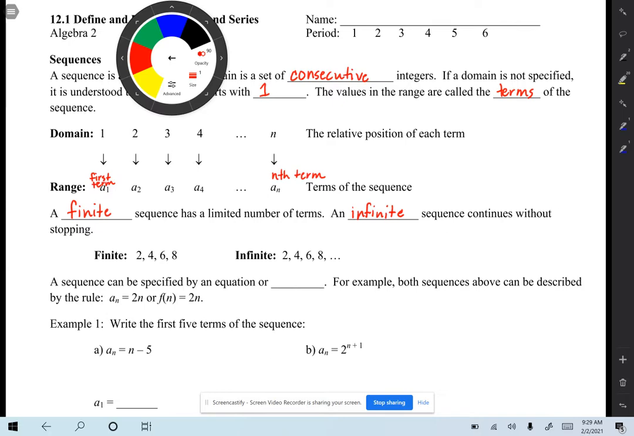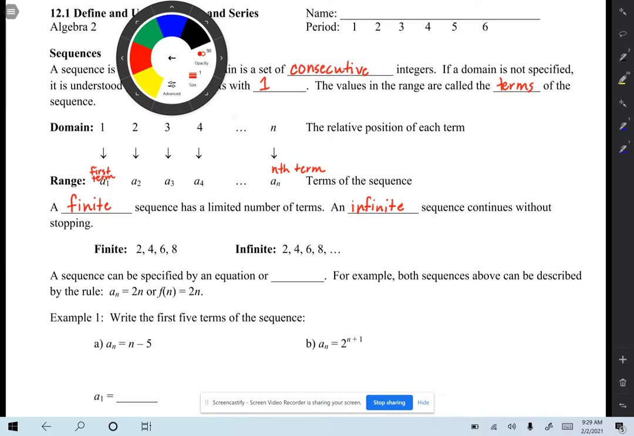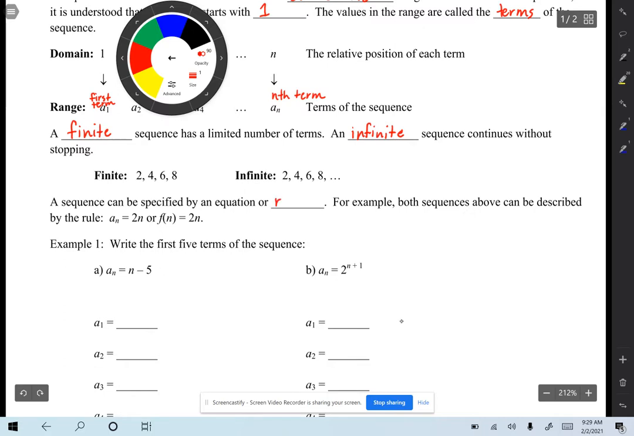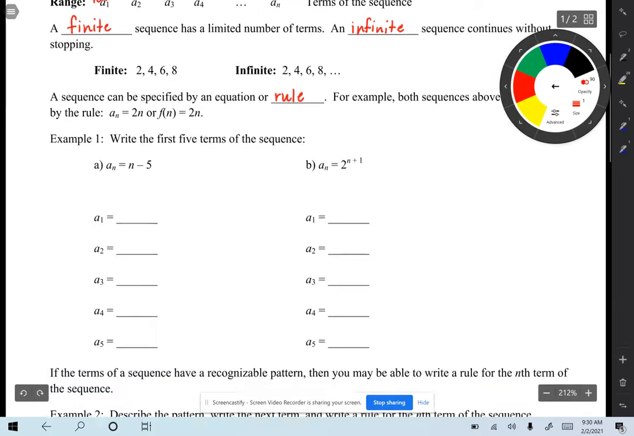A sequence can be specified by an equation or by a rule. For example, both sequences above can be described by the rule the nth term is equal to 2 times n, or f of n equals 2n. We are going to write the first 5 terms of the sequence in example 1, a and b. So let's look at example 1.